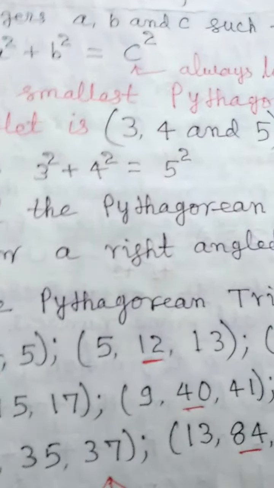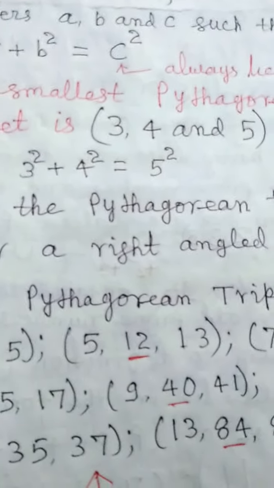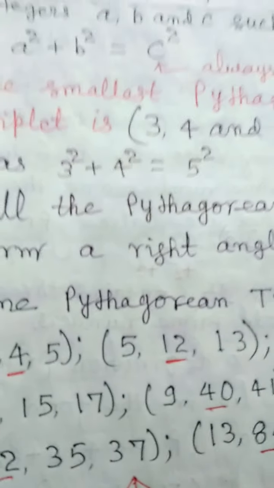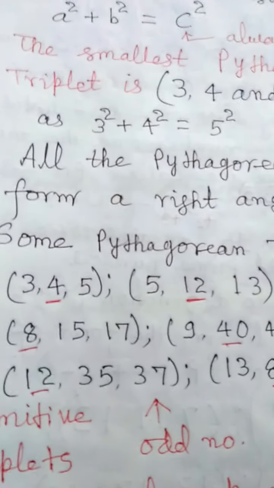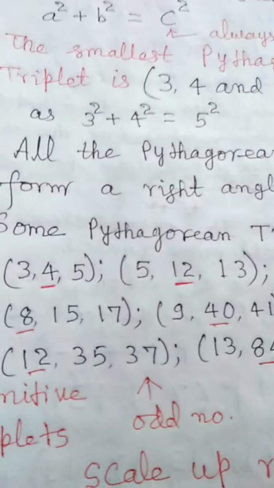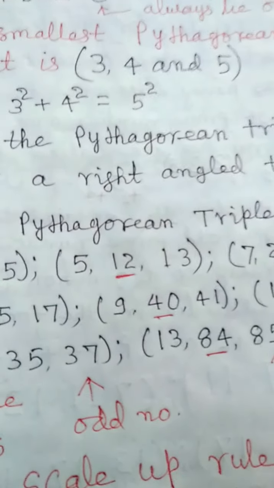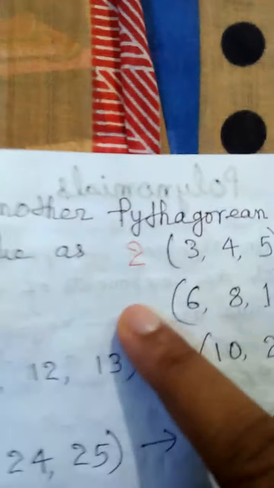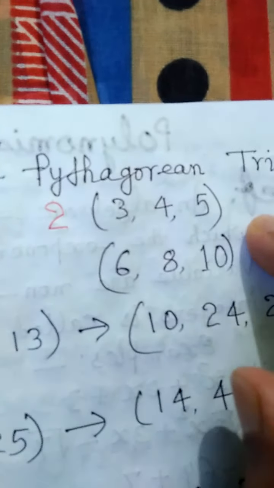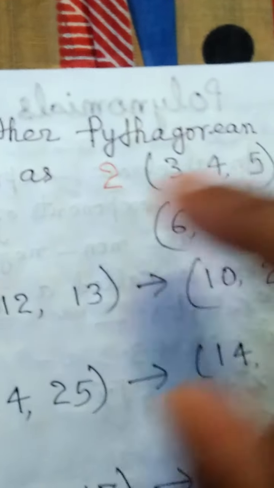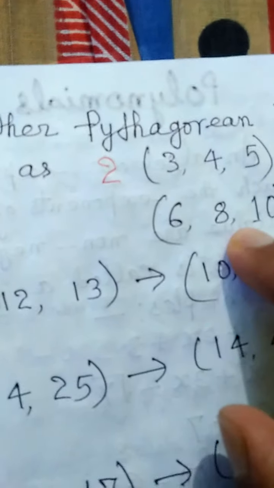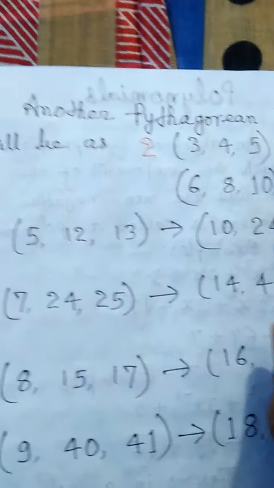And when we scale it up, when we multiply each term of a primitive Pythagorean triplet, we get another Pythagorean triplet. When we multiply each number of the given primitive triplets, we get some more triplets. Another Pythagorean triplet will be 2 into 3, 4, 5. This is a primitive Pythagorean triplet. When we multiply these by 2, we get 6, 8 and 10. This is also a Pythagorean triplet.